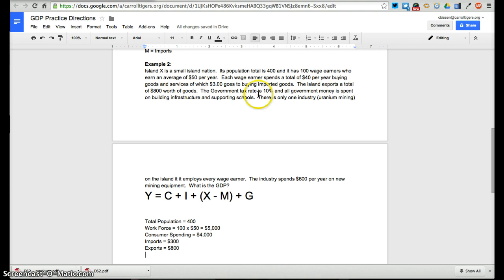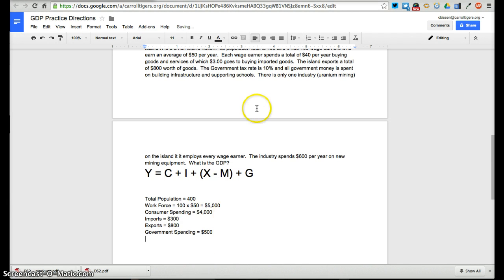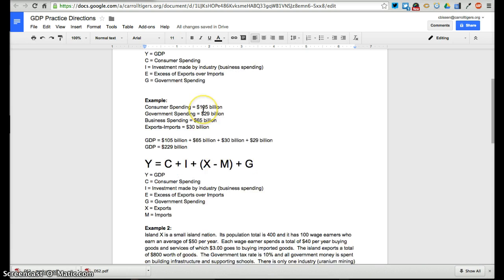Okay, let's go on. It says the government tax rate is 10%. Okay, so I know that 10% of what my people are making is going to go into government spending. So if I take my 5,000 times 10%, my government spending is $500. And it says the industry spends $600 per year on new mining equipment, which would be the I, or investments made by industry.